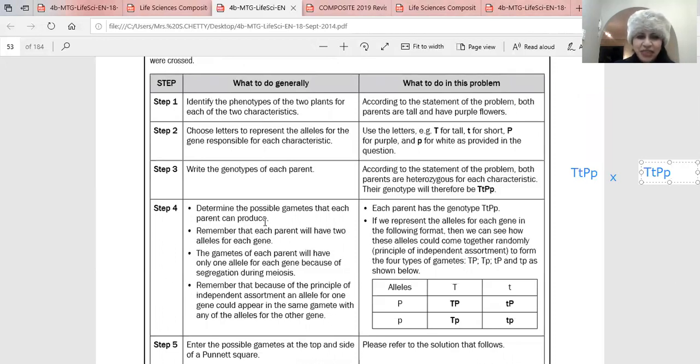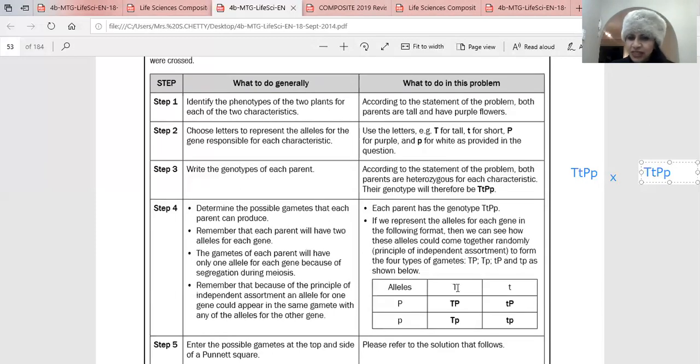Determine the possible gametes for each parent. Remember that each parent will have 2 alleles for each gene. Are you with me? And the gametes for each parent will therefore have 1 allele for each gene because of segregation. Remember that because of the principle of independent assortment, an allele for one gene could appear in the same gamete with any of the alleles for the other gene. In other words, they both separate out and go into the gametes separately, independently of the other one. So you will have 1 allele for one characteristic and another allele for the other characteristic.